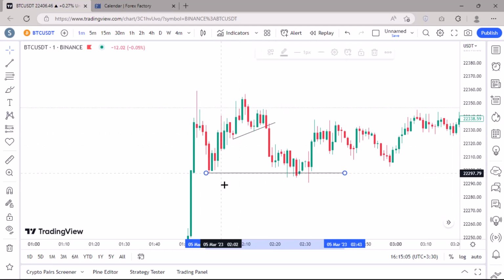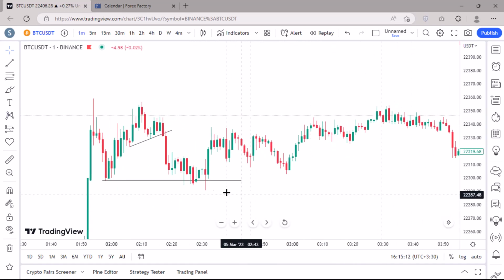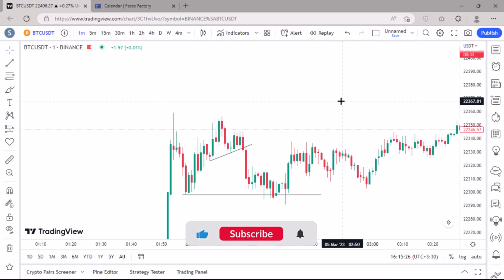And the next one, we do have a support line here where we have some reactions on that support line, and we could enter a buy position here too. Yes, this was the last position.